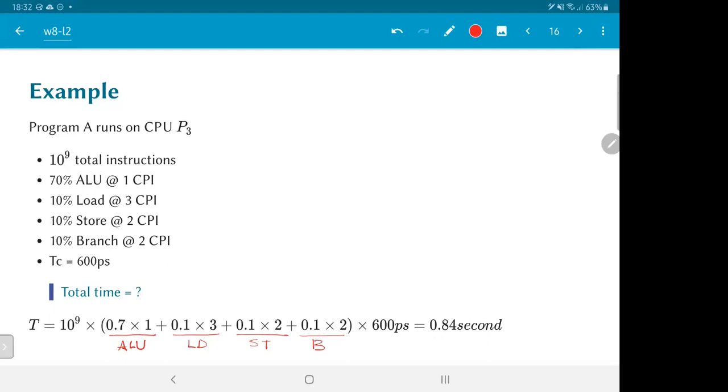So what does this effectively tell us? It means that by having different numbers of cycles per instruction based on the type of operation, we were actually able to bring down the total time required for running the program. Why did that work? Because a large fraction of our total instructions were ALU type, and we were able to get them to operate at one clock cycle per instruction at a much faster clock, that is 600 picoseconds, as opposed to the 1 nanosecond that we originally started.